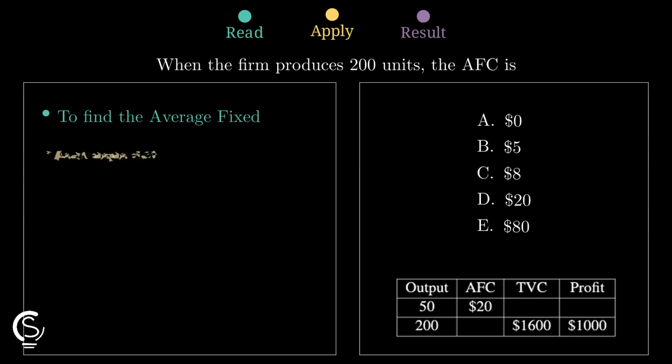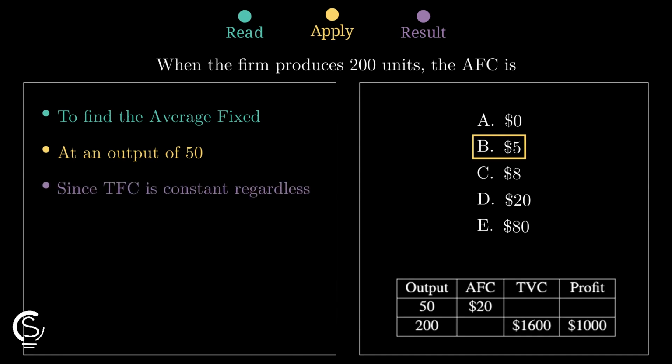Divide the $1,000 total by the new production level of 200 units. This calculation results in exactly $5.